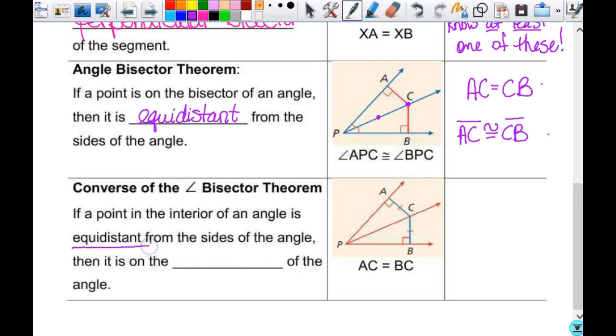All right, so then the converse says, if a point is on the interior of an angle, is equidistant from the sides of the angle, right? Here's point C. With what they gave me in this picture, did they tell me that that is an angle bisector? No, they did not, right? They just told me that C is the same distance away from those two sides of the angle. And since C is the same distance away from both of them, then it is on the bisector of the angle. So my conclusion then is that that ray is the bisector of the angle.